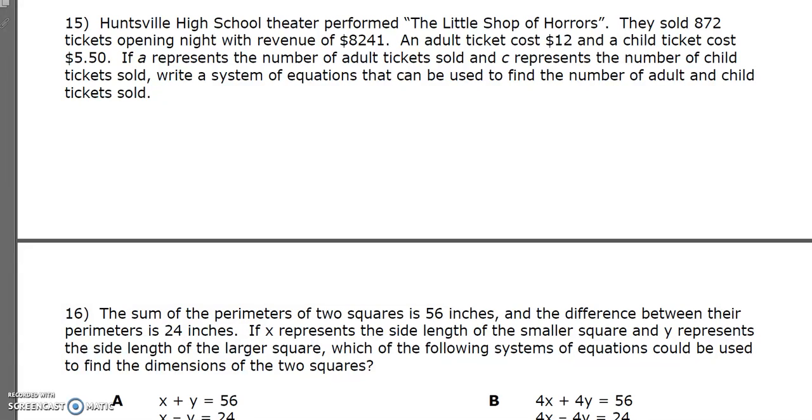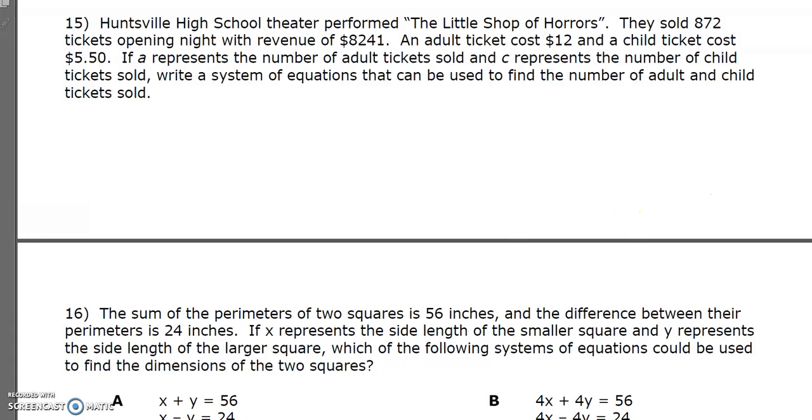Right, 15. Huntsville High School Theater performed The Little Shop of Horrors. They sold 872 tickets opening night with revenue of $8,241. An adult ticket costs $12 and a child ticket costs $5.50. If A represents the number of adult tickets sold and C represents the number of child tickets sold, write a system of equations that can be used to find the number of adult and child tickets sold.